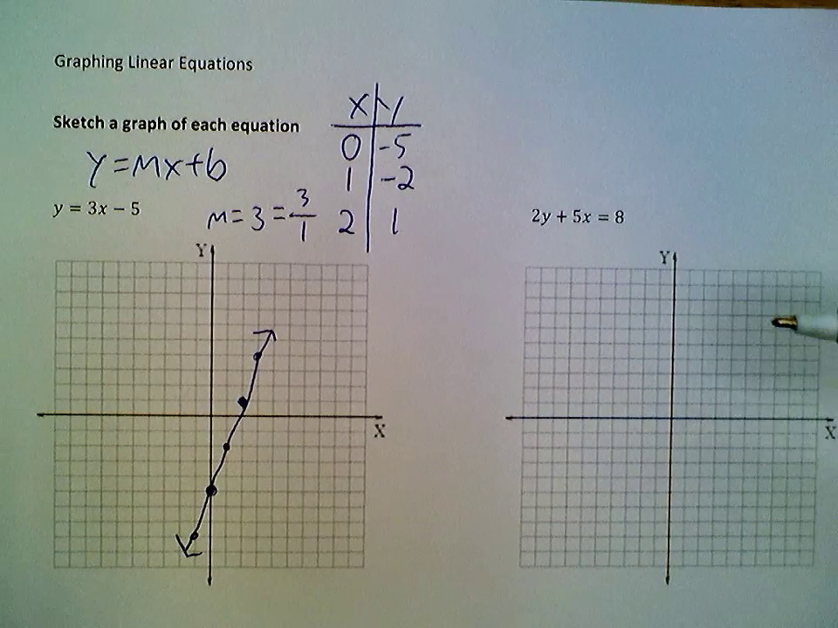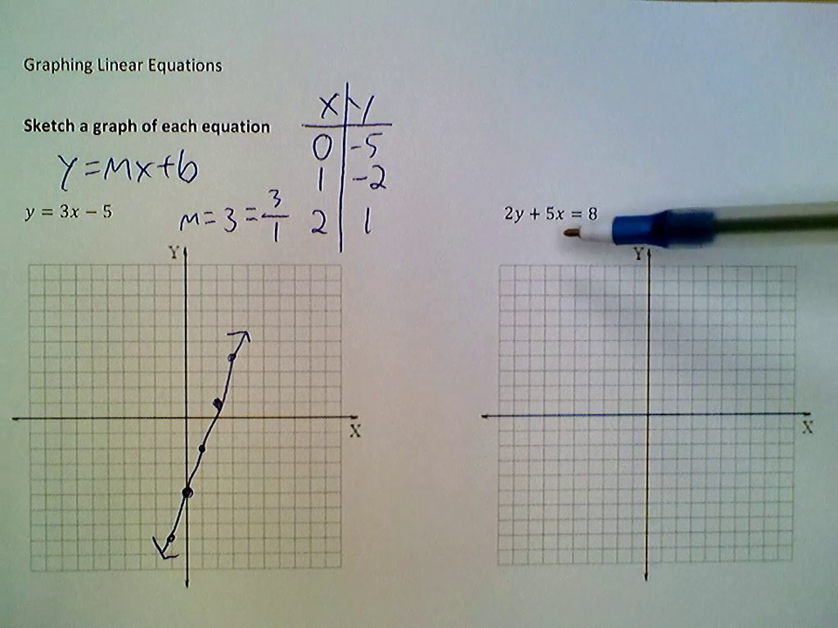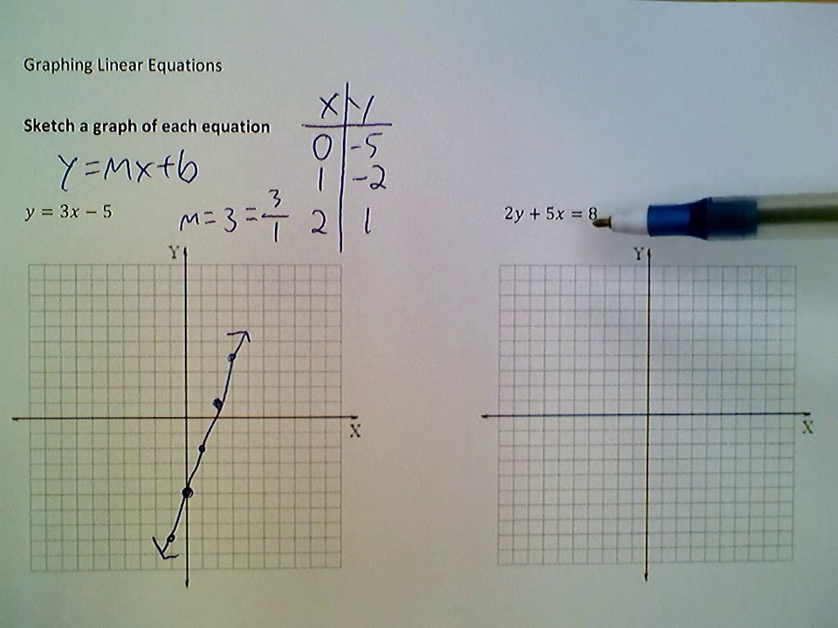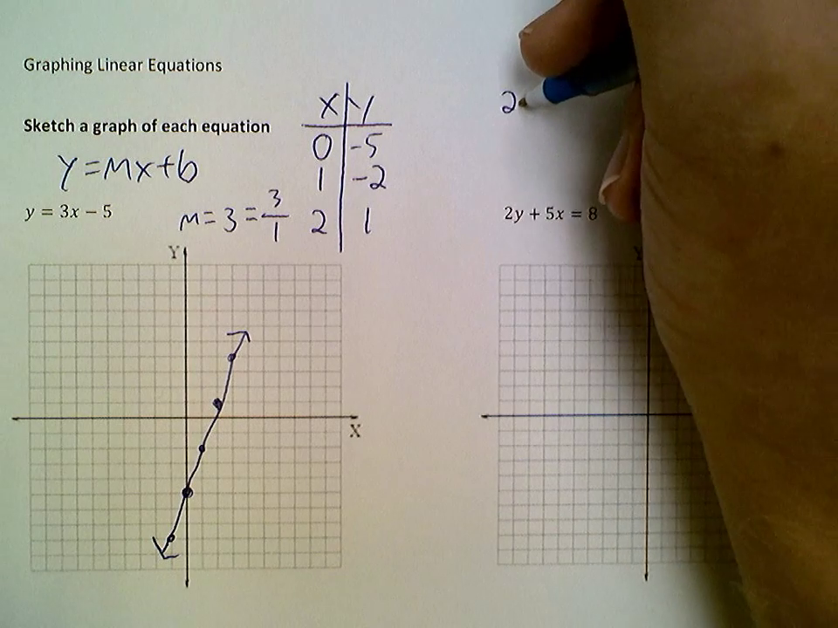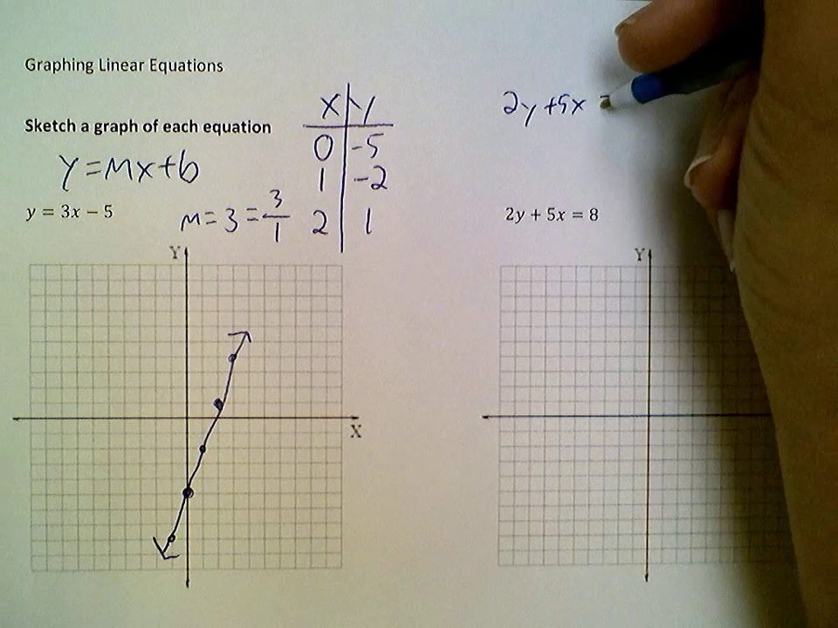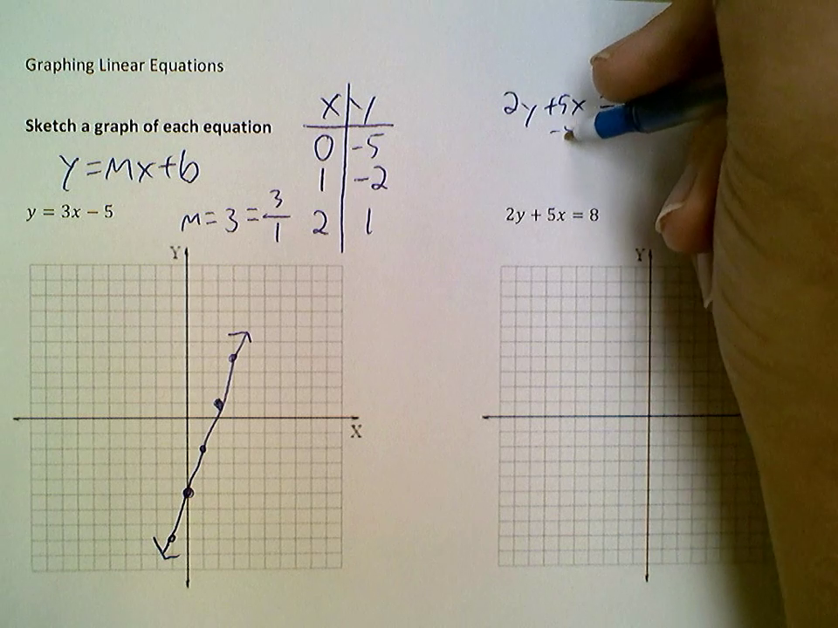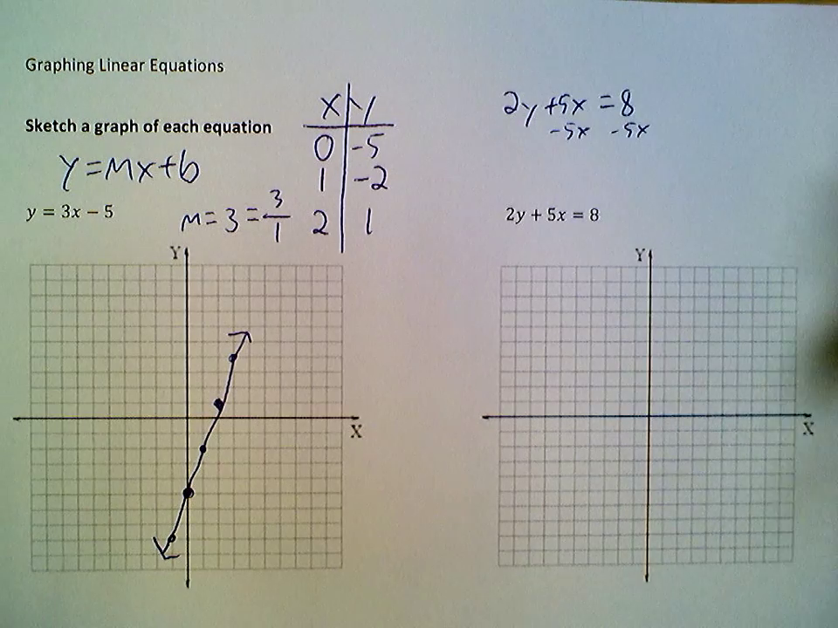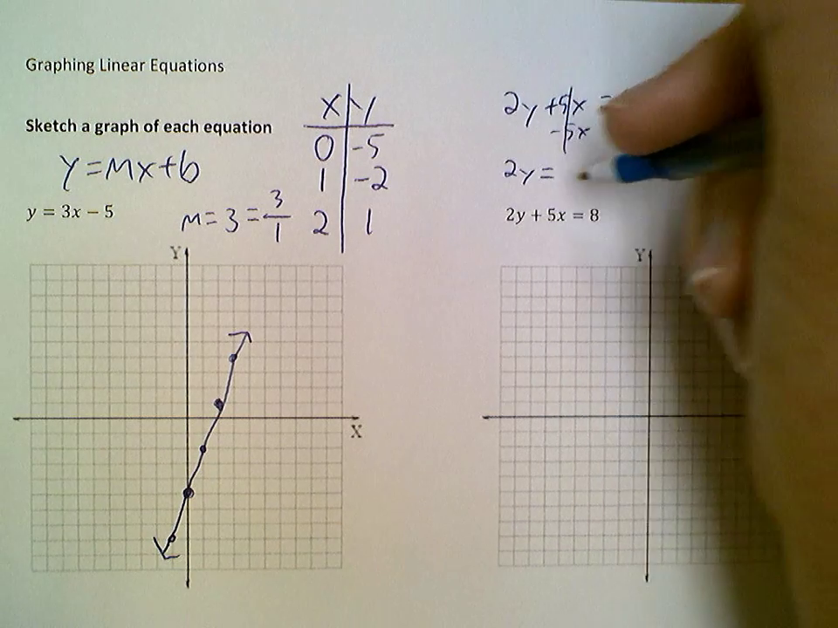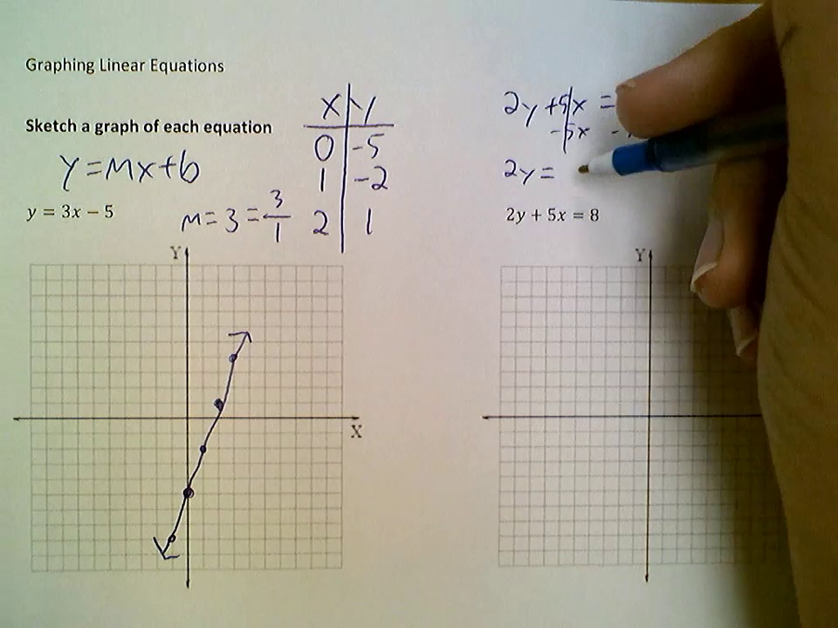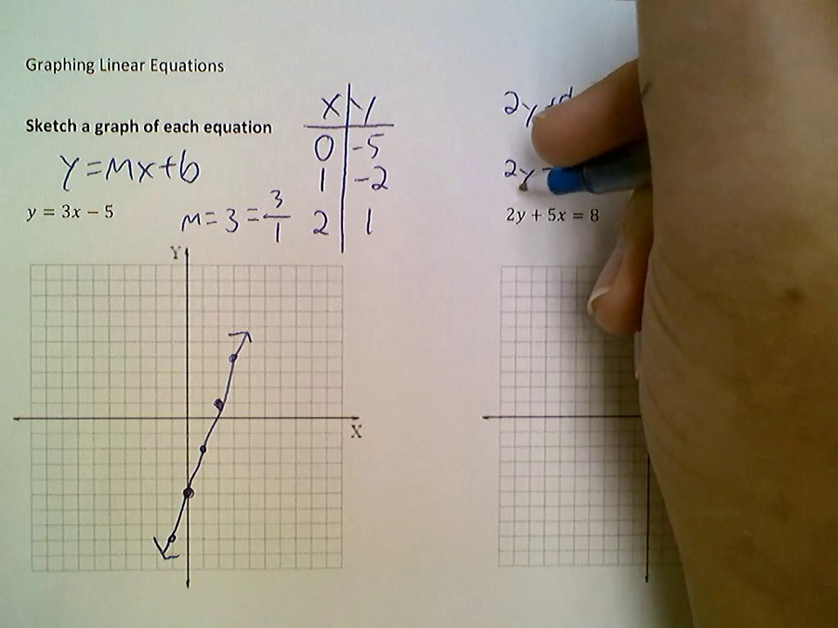Okay, so looking at this next example, this one's a little different because it's not in slope-intercept form. But if something's not in slope-intercept form, you can put it in slope-intercept form just by getting the y by itself. So if I have 2y plus 5x equals 8, if I want to isolate the y, that'll just take a couple steps. So step 1 is I want to subtract 5x from both sides. So those are going to cancel. So then I've got 2y equals, I can't combine those together because they're not like terms, so I'm just going to leave them separate, negative 5x plus 8. And the last step is to divide by 2.